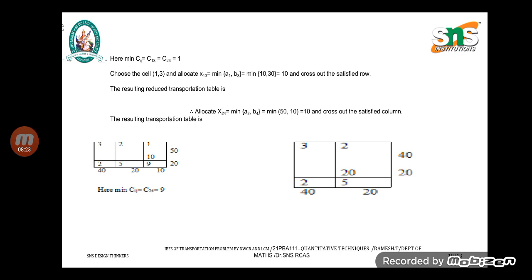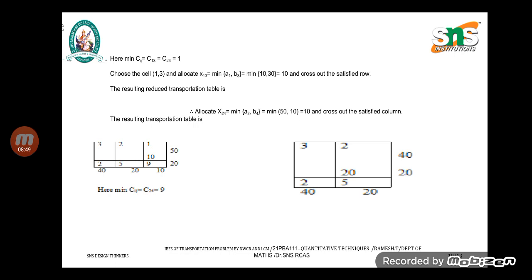Then we have the remaining cells 321, 259. So here the least cost is 1. Apply the least cost method, that is least cost is 1. Its corresponding supply is 50, demand is 10. So take 10 from that 50 and fill that 10 also. Still we have 40 supplies available. Then block that corresponding column.